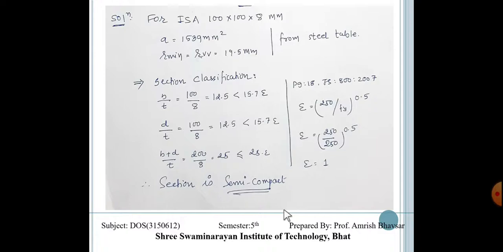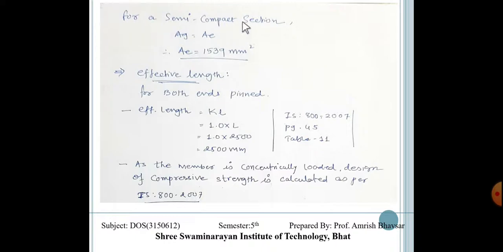Now our section is safe during the failure of slenderness. Here our section is semi compact, not slender. If it is slender, then we have to cut off that section, but in this case the thing is okay. So we can take gross area as the effective area. For a semi compact section, gross area is effective area. So effective area is equal to 1539 mm square.